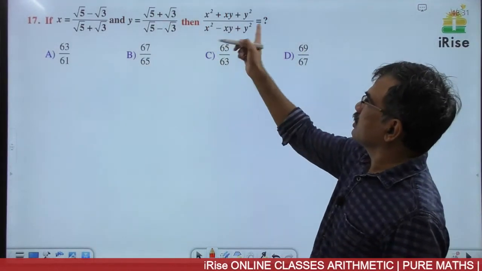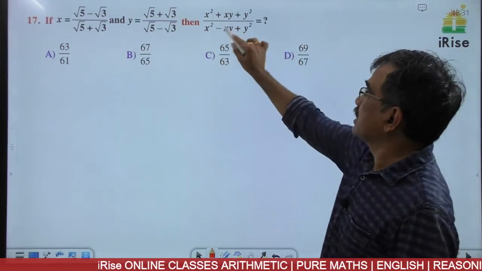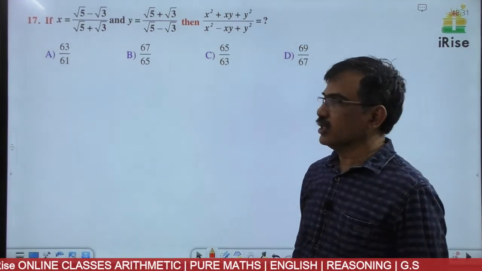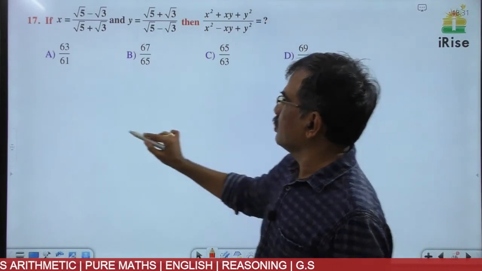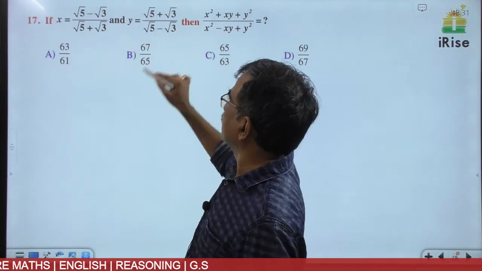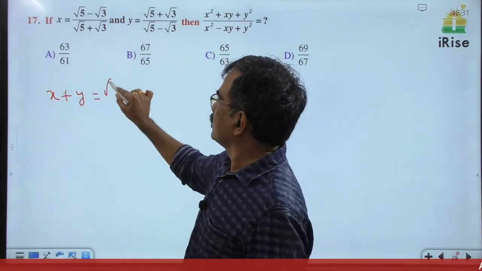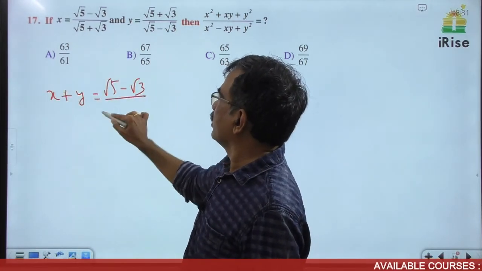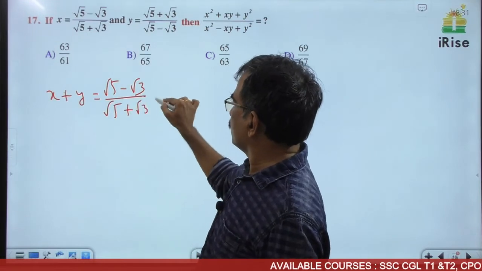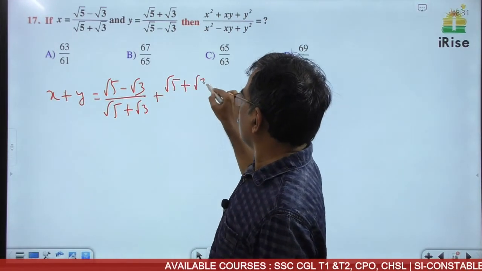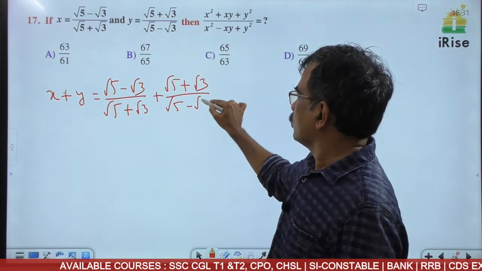See this question. This is also the same model, but the question is different. Okay, don't confuse. Simple question. I want to find first, x is given, y is given, x plus y I want to find. This is (root 5 minus root 3) by (root 5 plus root 3) plus (root 5 plus root 3) by (root 5 minus root 3).